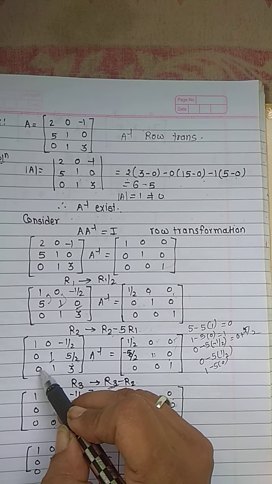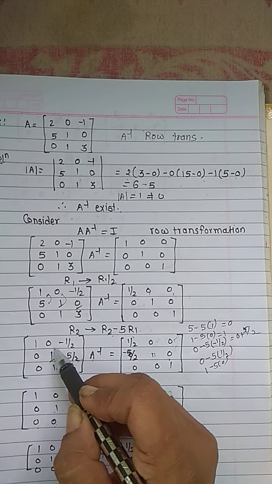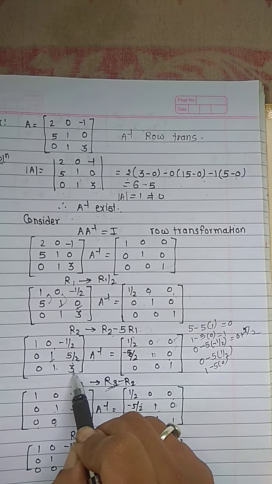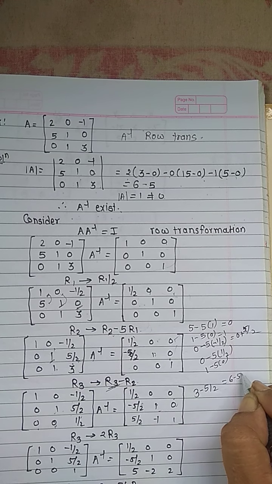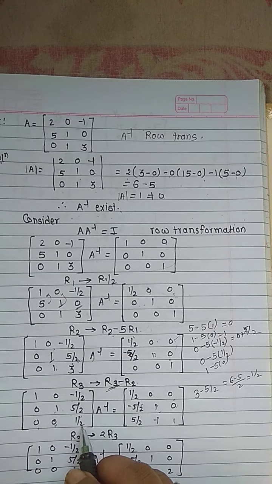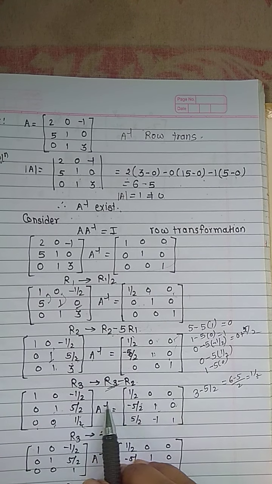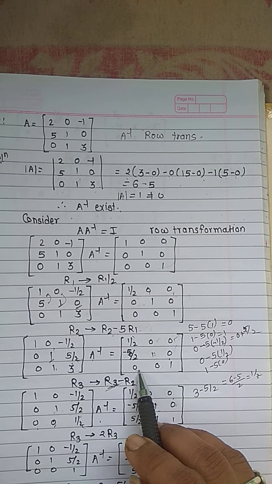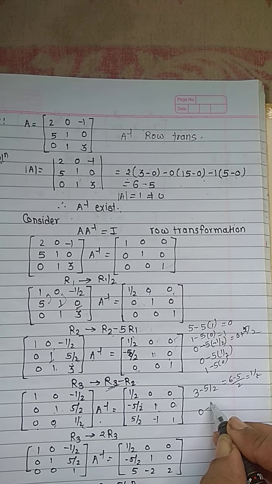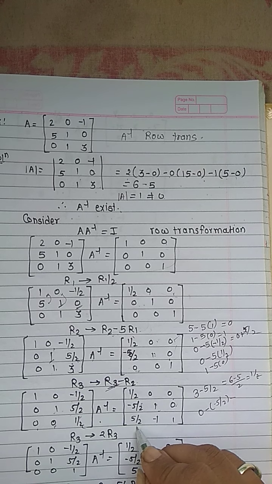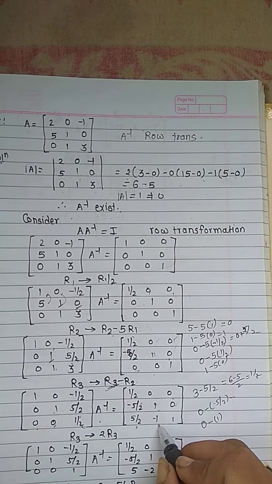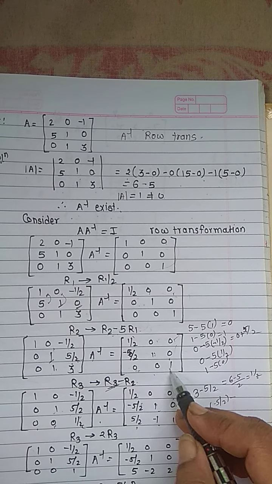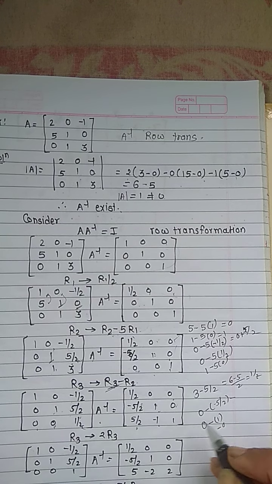R3 minus R2. That is 0 minus 0 is nothing but 0. 1 minus 1 is nothing but 0. 3 minus 5 by 2, that is 6 minus 5 by 2, written as 1 by 2. Therefore, this element is nothing but 1 by 2. On the A inverse side, R3 element 0 minus minus 5 by 2, that is plus 5 by 2. These elements. Similarly, R3 element 0 minus R2 element 1, that is minus 1. Next, R3 element 1, R2 element 0, so this value is 1.